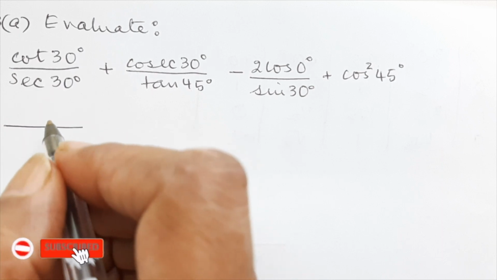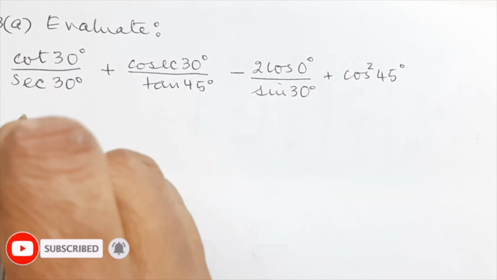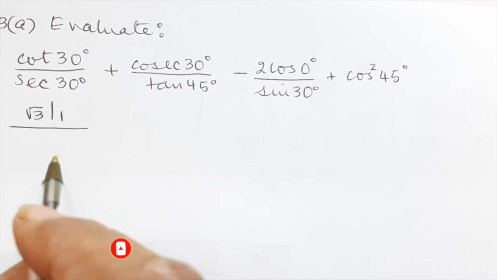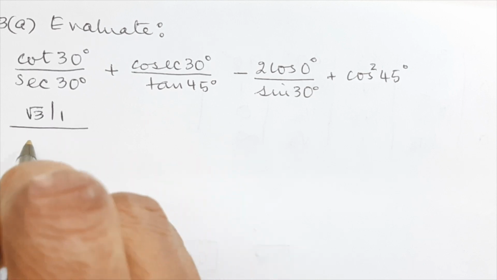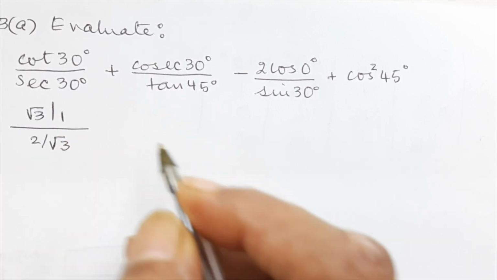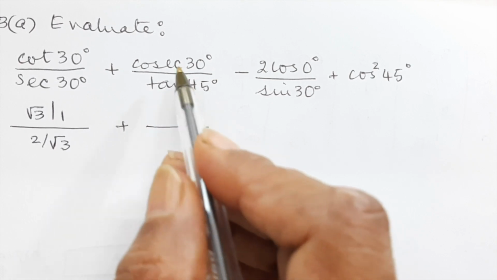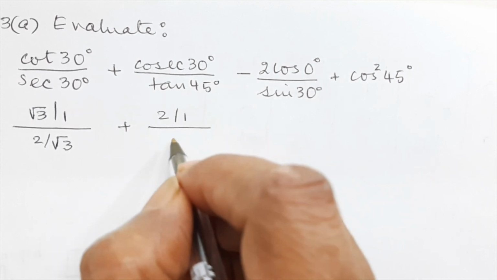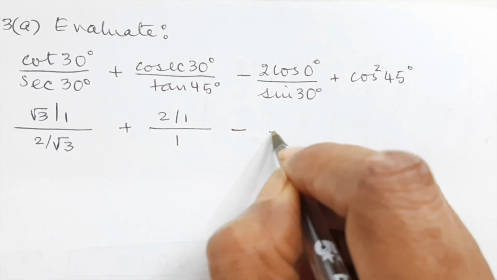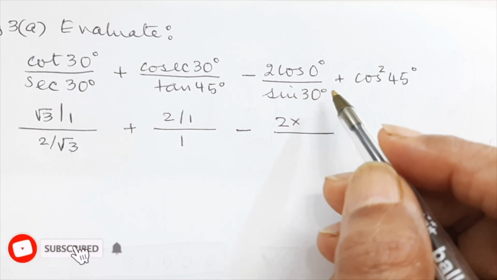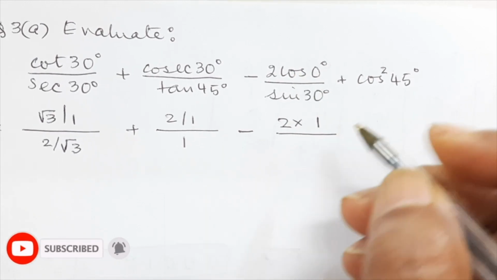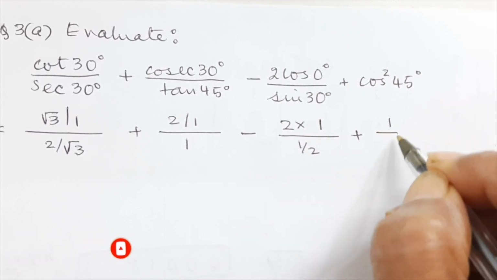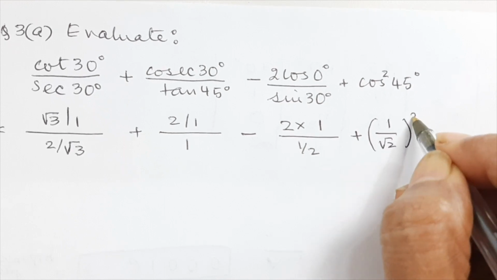Now tan 30 is 1 upon root 3, and so cot becomes root 3 upon 1. Sec is 1 upon cos. Cos 30 is root 3 upon 2, so sec becomes 2 upon root 3. Plus cosec is 1 upon sine. Sine 30 is half, so cosec becomes 2 upon 1. Tan 45 degrees is 1, minus 2 multiplied by cos 0, which is 1, so 2 into 1. Sine 30 is half, plus cos square 45. Cos 45 is 1 upon root 2 and that whole square.